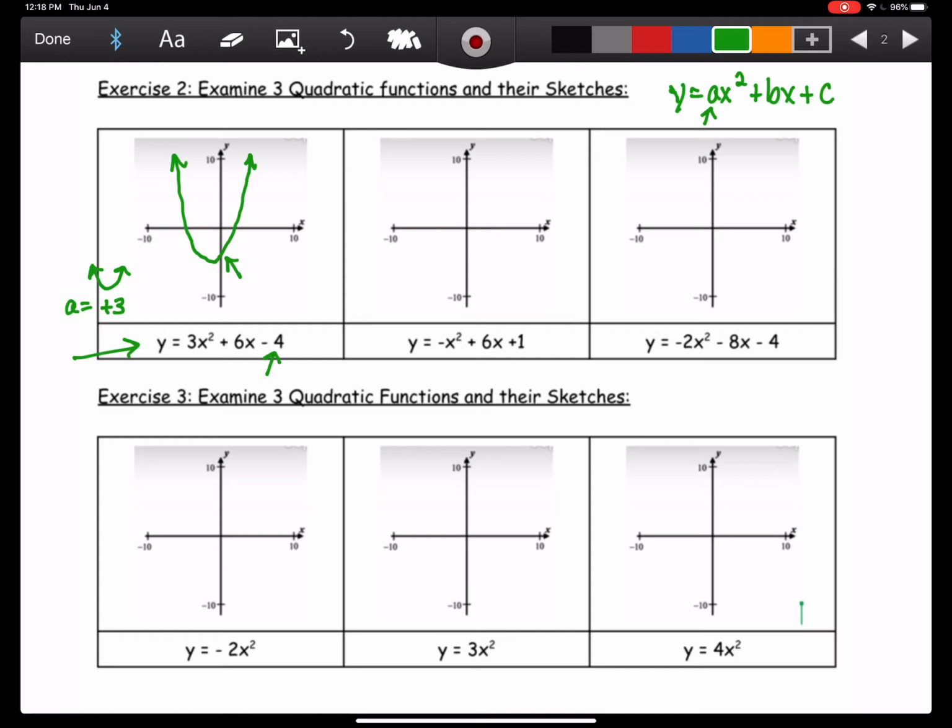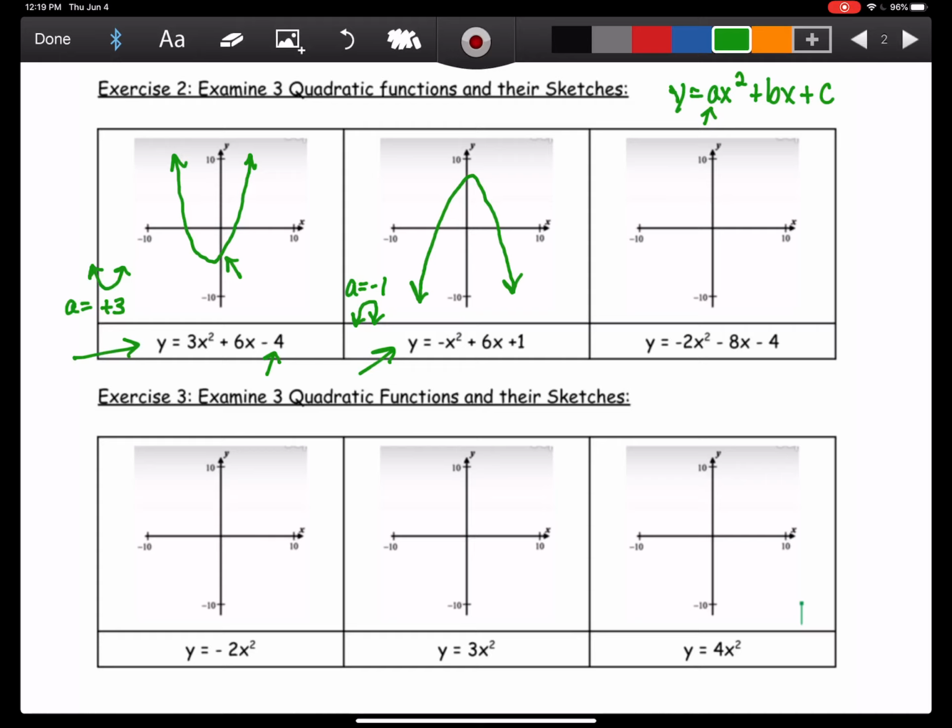All right, let's check out the next one. So here's y equals negative x squared plus 6x plus 1. This one is going to be wider. It's going to open down. And that's all because of the negative, the a. So let's say a equals negative 1, and that means that it's going to open down, so concave down.